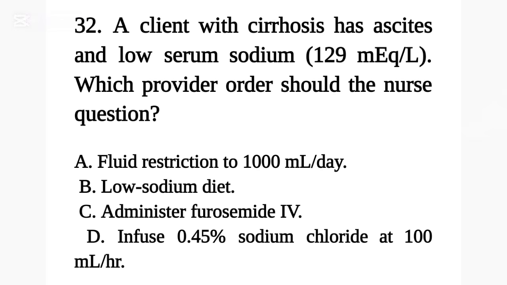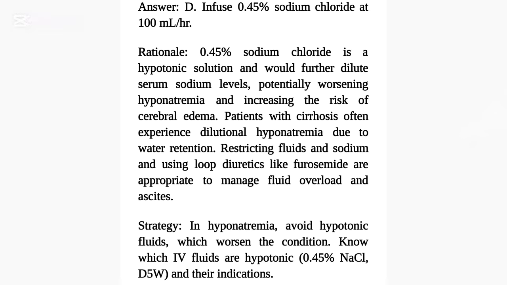32. A client with cirrhosis has ascites and low serum sodium, 129 milliequivalents per liter. Which provider order should the nurse question? A. Fluid restriction to 1,000 milliliters per day. B. Low sodium diet. C. Administer furosemide IV. D. Infuse 0.45% sodium chloride at 100 milliliters per hour. Answer: D. Infuse 0.45% sodium chloride at 100 milliliters per hour.